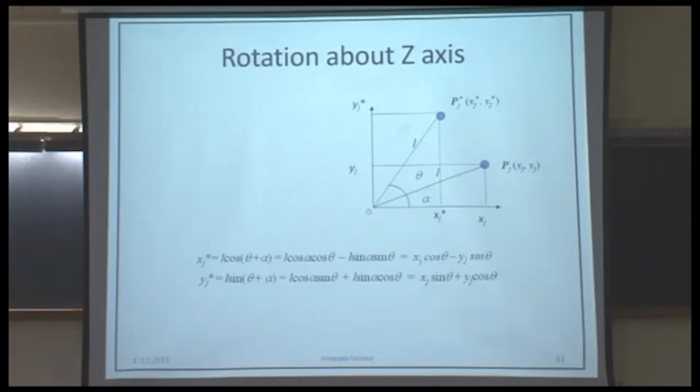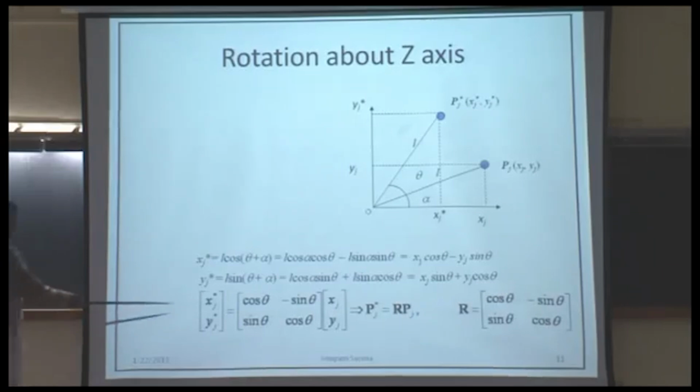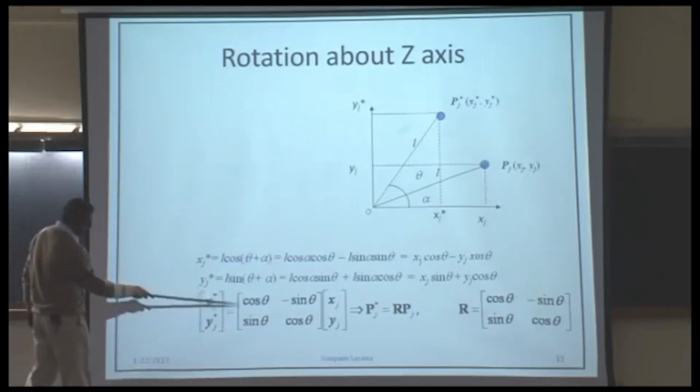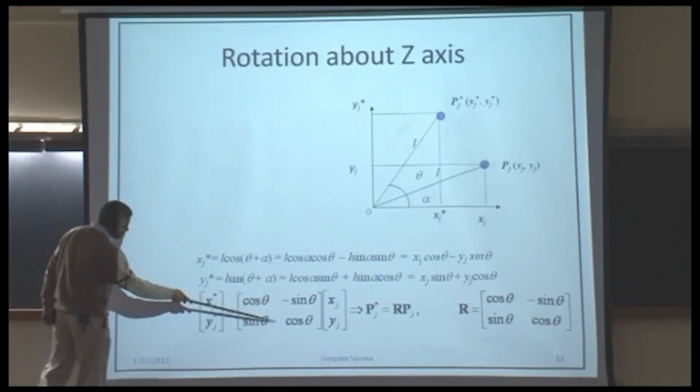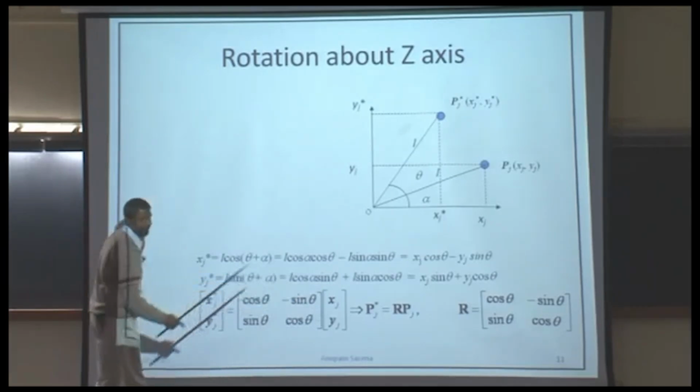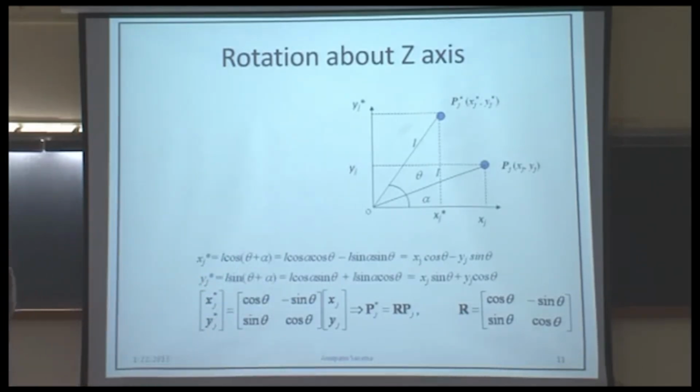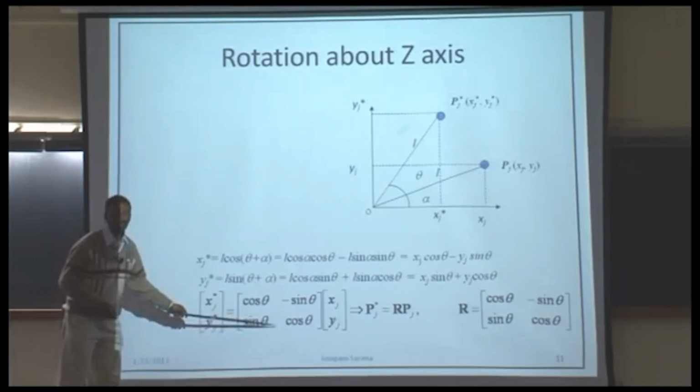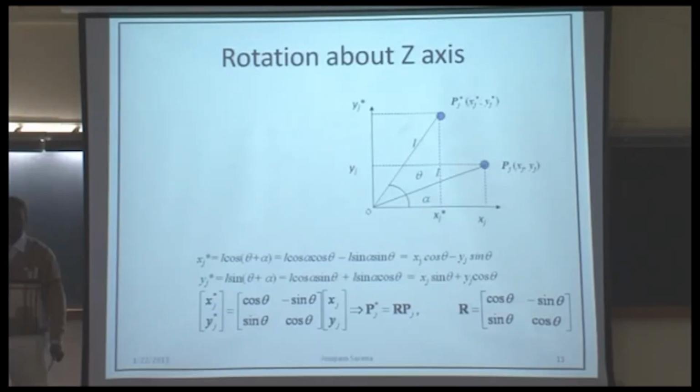Okay. And in matrix form, you can write xj star, yj star equals cosine of theta, minus sine of theta, sine of theta, cosine of theta, times xj, yj. That is something that I think you may have come across before. You have? Okay. So far so good. So this matrix is called the rotation matrix. Cosine of theta, minus sine of theta, cosine of theta.